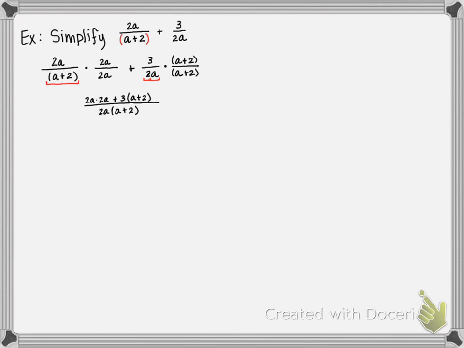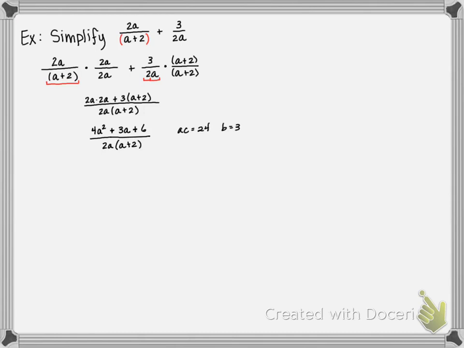So we've gotten our common denominator, now it's time to focus on the numerator. So we're just going to distribute. So 2a times 2a is 4a squared, and then plus 3a plus 6. And that's all over our common denominator. And that one's done. And the way that I know it's done just by looking at it is that everything's positive.